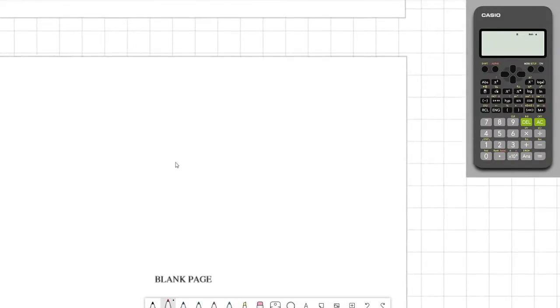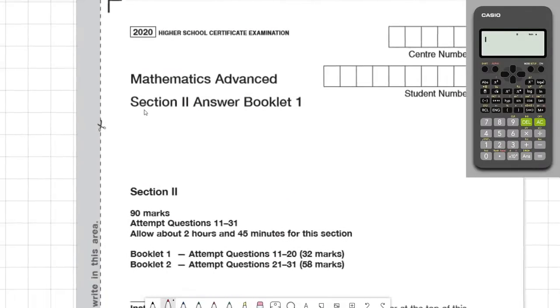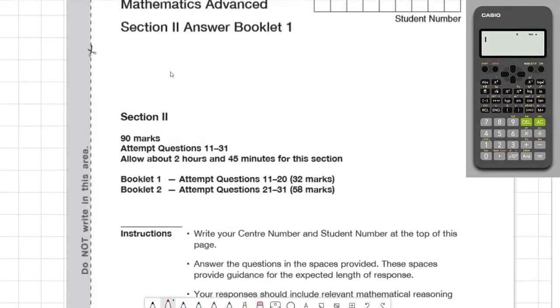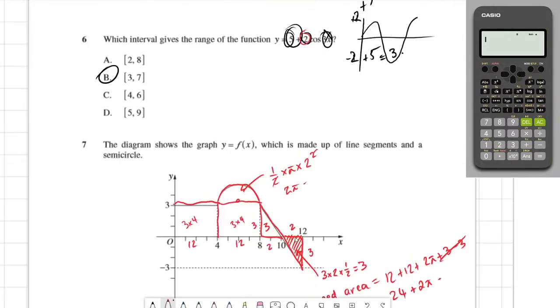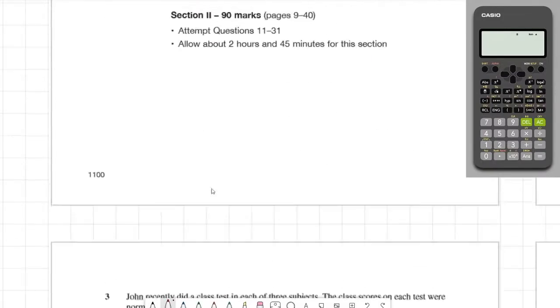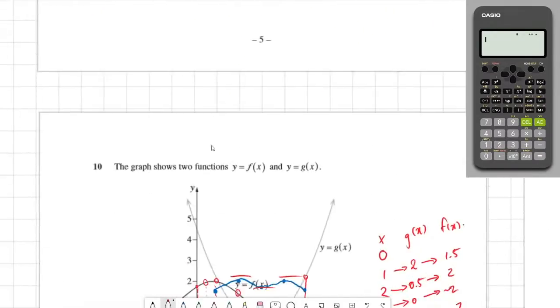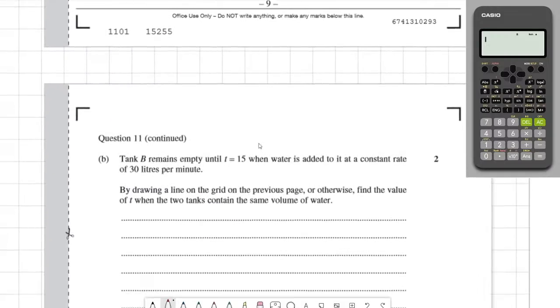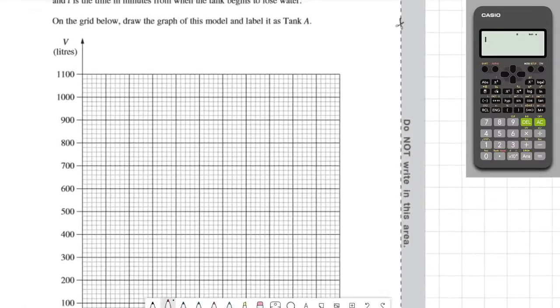All right, and that concludes the multiple choice section. So it took half an hour. How long was I given to do multi-choice? Oh, about 15 minutes. So I only took double the time. All right. Well, let's see how we go with this next bit.